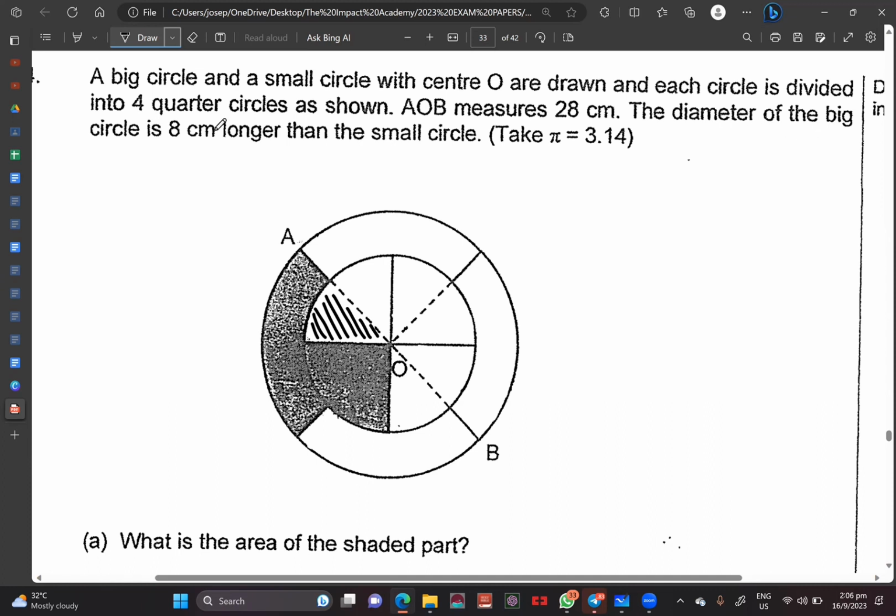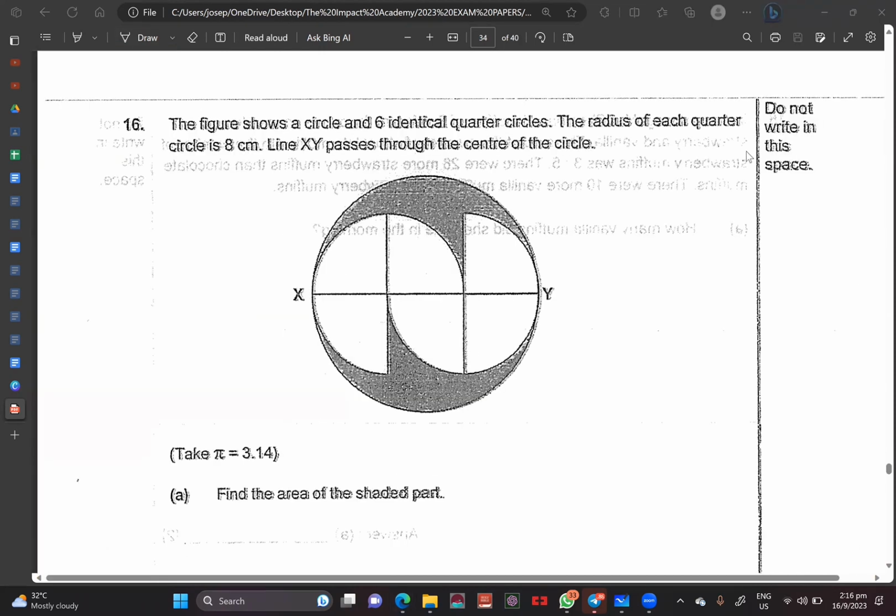Then they say the diameter of the big circle is 8 cm longer than the small circle. Okay, use that to help you to find the radius. Understand? Okay. Of course, I will not again go into the details. Now, we know the radius of each quarter circle is 8 cm. If this is 8 cm, we want to quickly write down this is 8, this is 8, this is 8, and then definitely this is 8. Agree so far? So we know that the radius is actually 8 cm, correct or not?